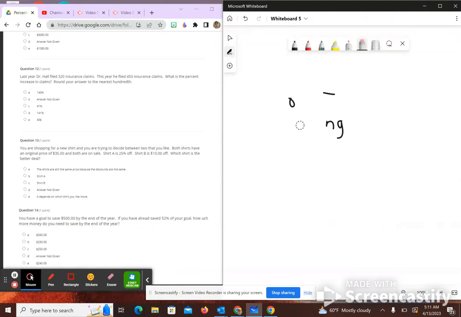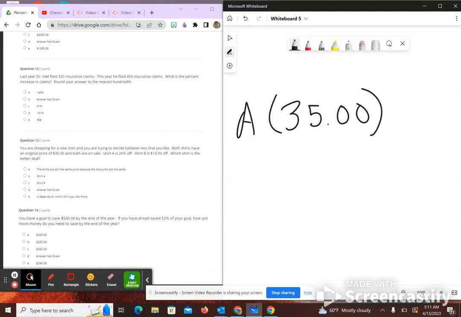All right, so they both start out as $35, but on A, it's 25% off. So if it's 25% off, that means you're actually paying 75%. So I'm going to take the original price of the shirt and multiply it by 75%, written as a decimal. Instead of doing ratios or proportions this time, I'm going to do decimal multiplication.